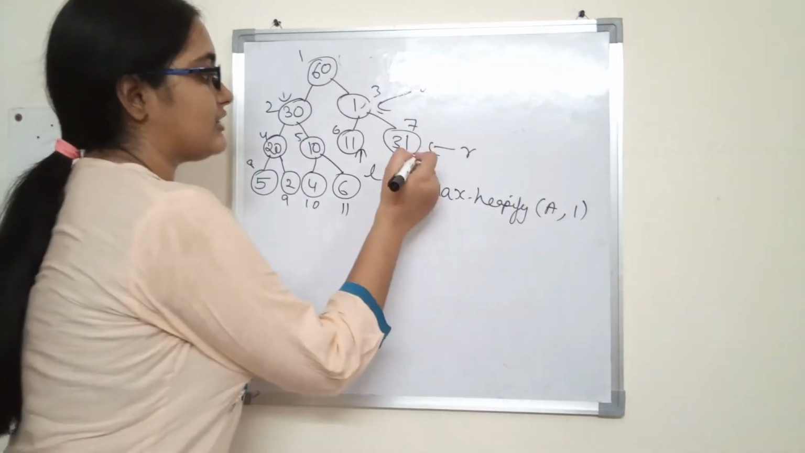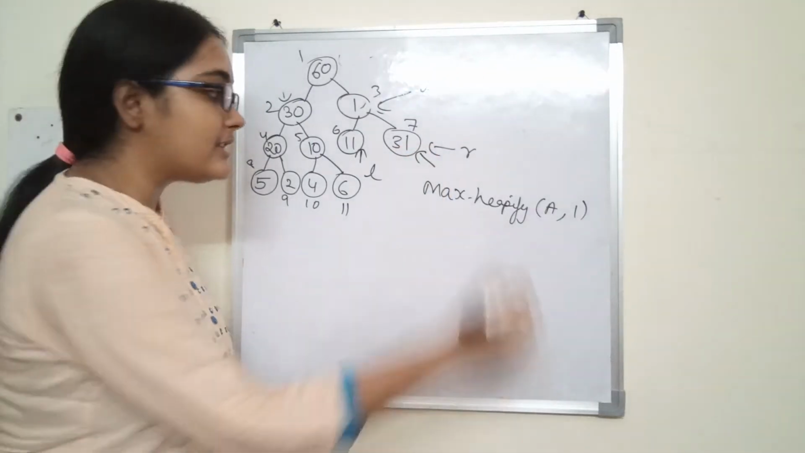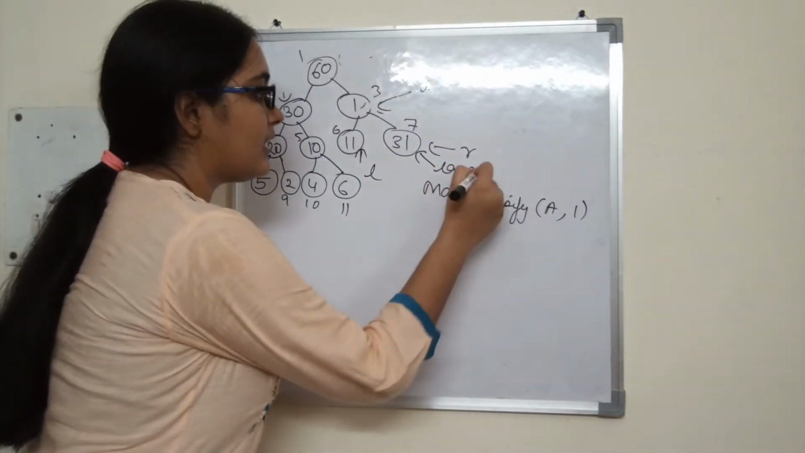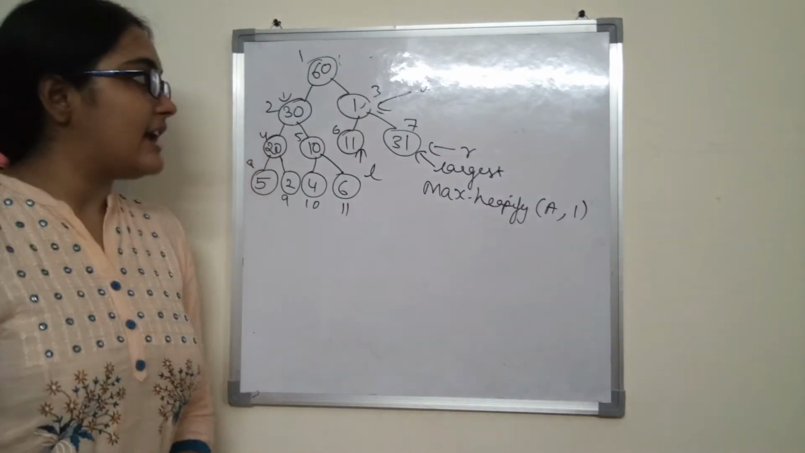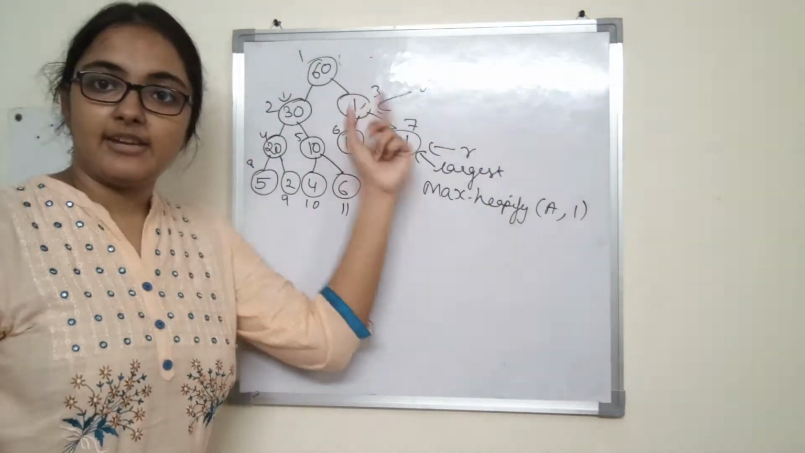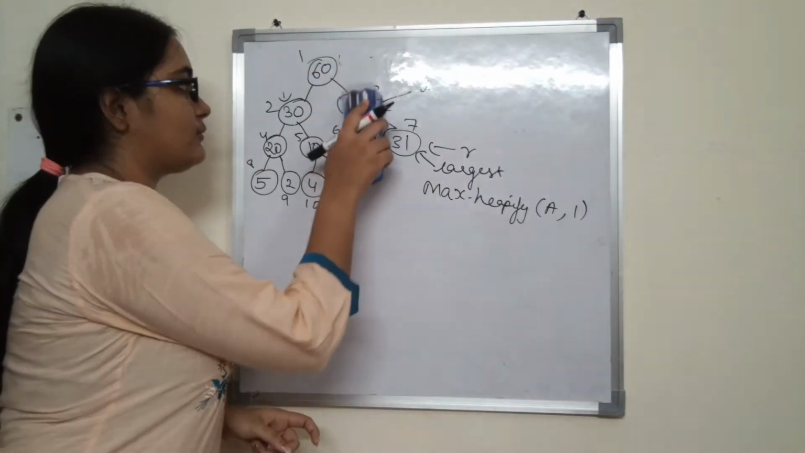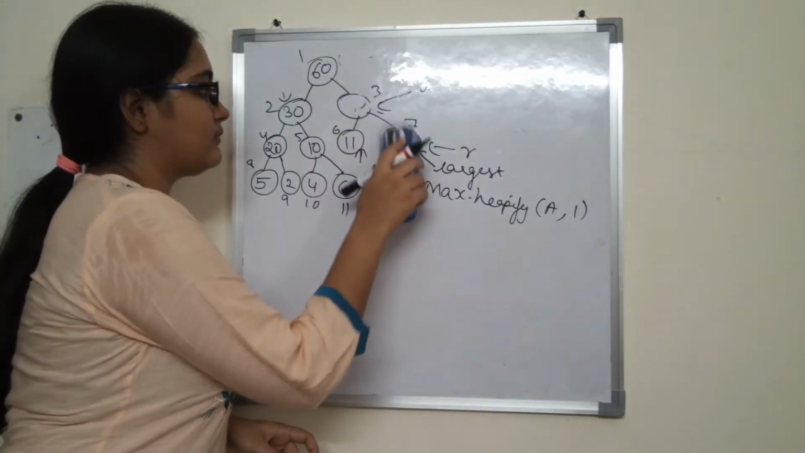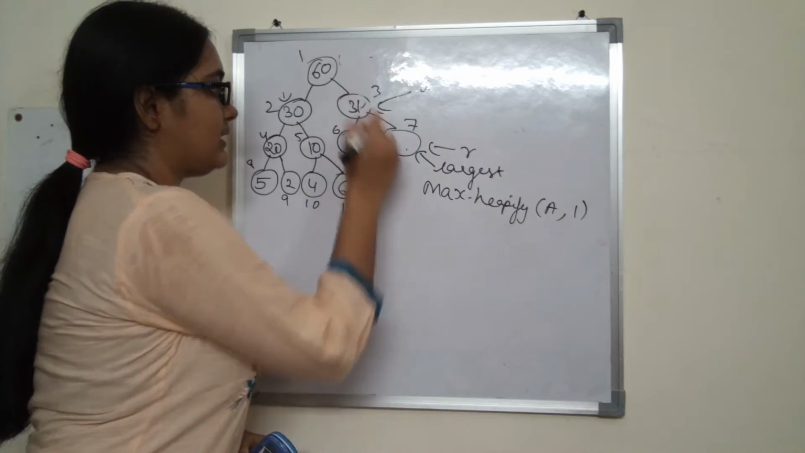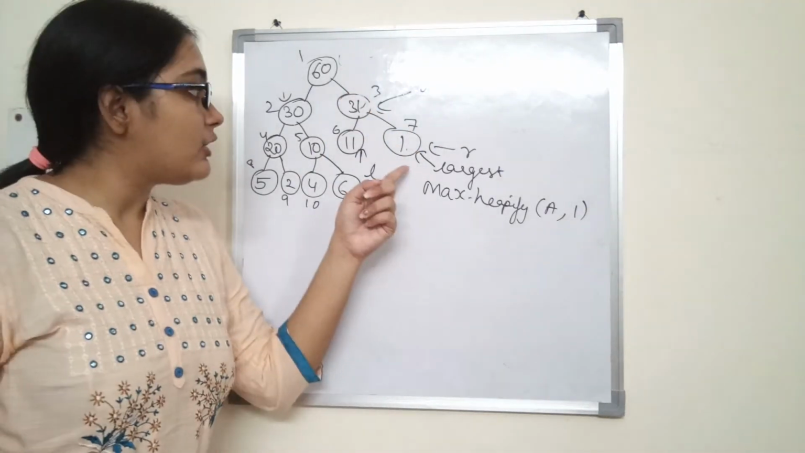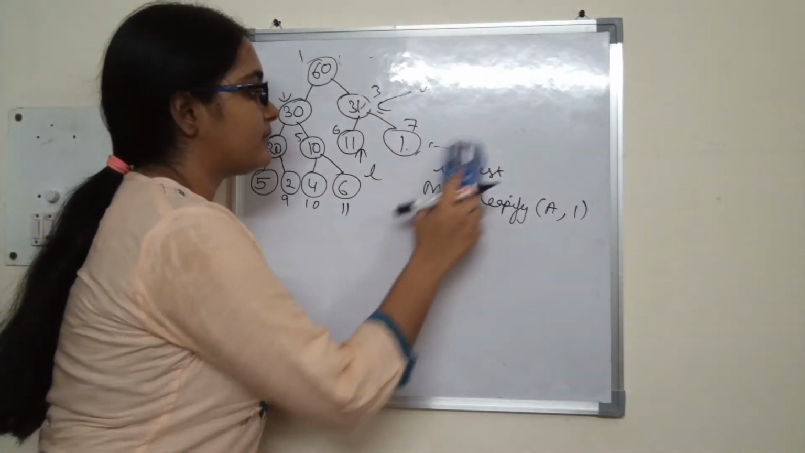Which one of the three is largest? This one. Alright, so largest will point here. Now it will see if largest is equal to I. What is I? 3. What is largest? 7. These are not equal, so it will exchange these two. 31 and 1. And now it will call max heapify on this.